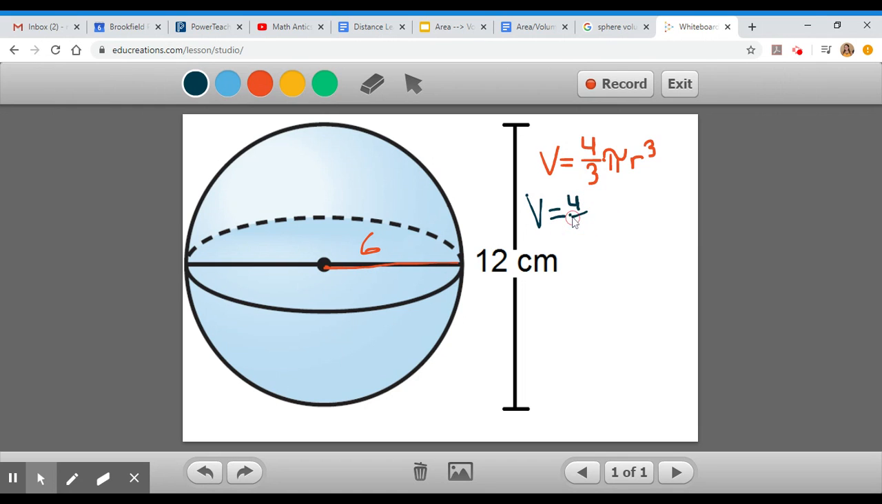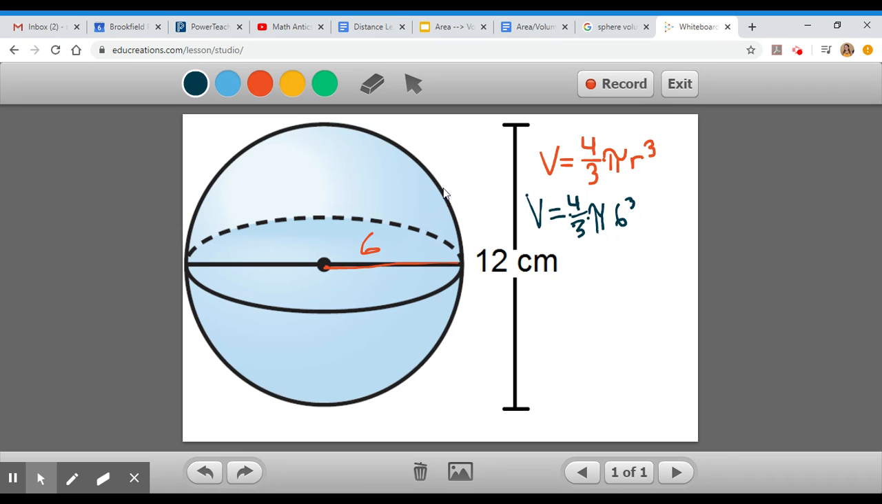So I'm going to just write down that volume equals 4/3 pi, and instead of r to the third, I'm going to write 6 to the third.